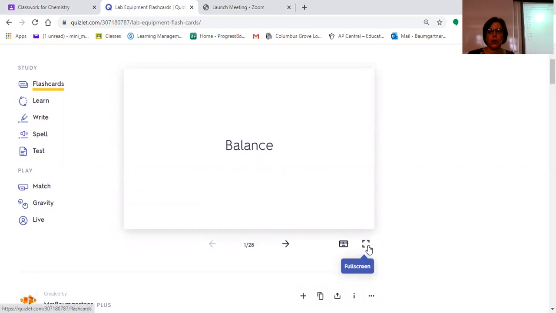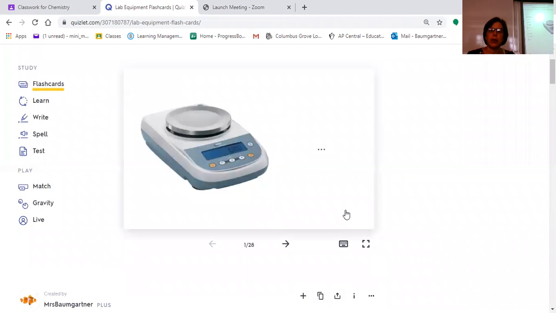I'll just click on them. Okay, so you guys all use the scales. You're familiar now with using, and on your sheet it's called a balance. Usually we call it a scale, so probably no worries there.